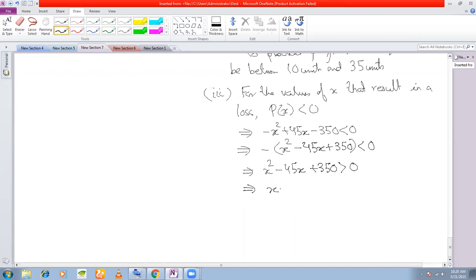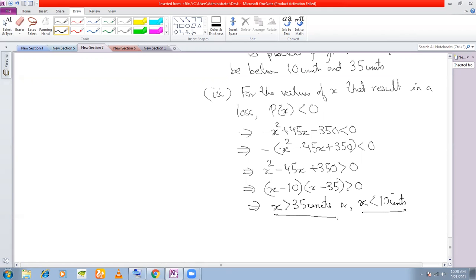Again, you factorize as you factorize above. x minus 10 into x minus 35 is greater than 0. That means x is greater than 35 units or x is less than 10 units, right? So in order to make loss, the number of units produced either has to be greater than 35 units or it has to be less than 10 units. Okay. So that's it for this sum.